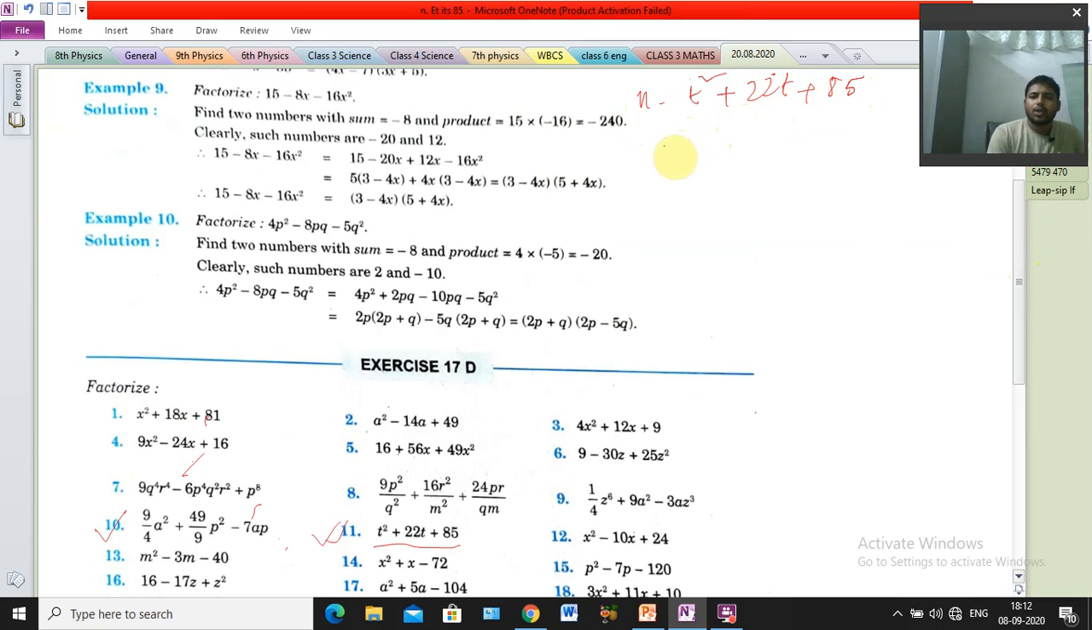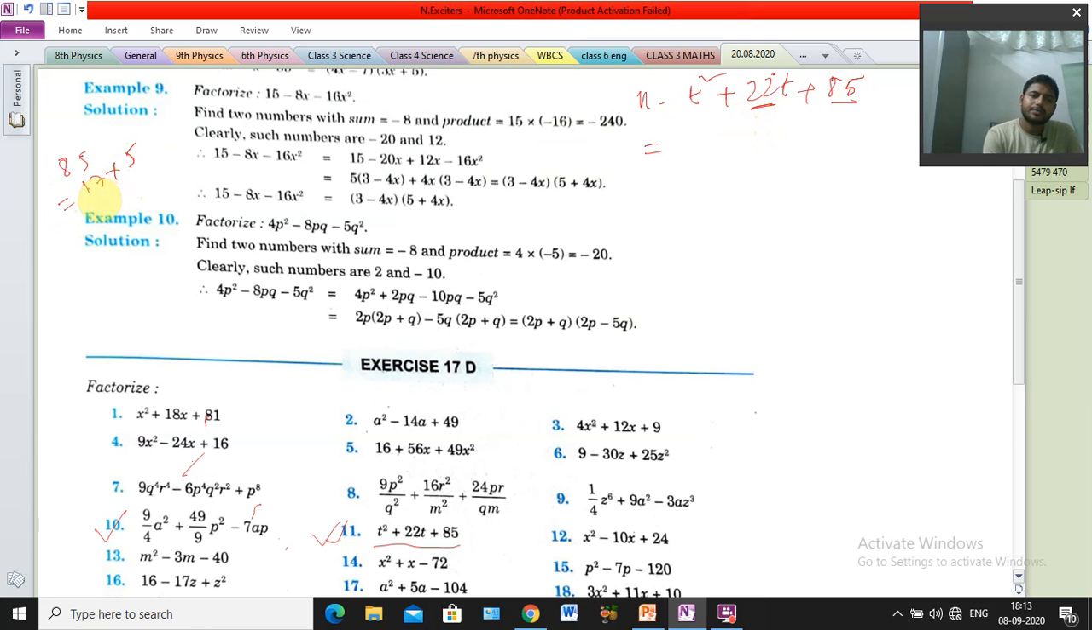Okay, so what to do, sir? Here, see, the coefficient part, nothing is there, means only 1 is there. Okay, so 1 and the constant part here 85, so we'll multiply 1 into 85, but we need 22. Okay, so directly we can do it. How, sir? Just see, 85 means we can say 17 into 5.